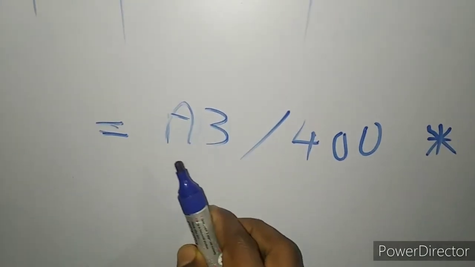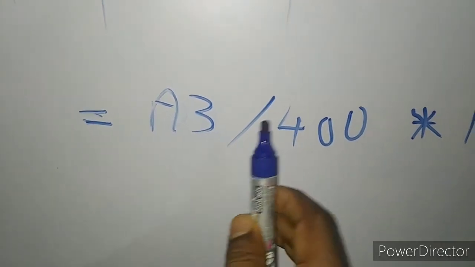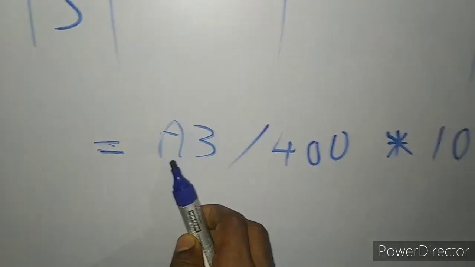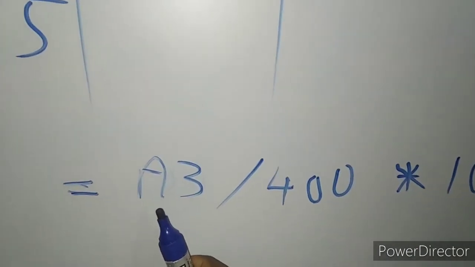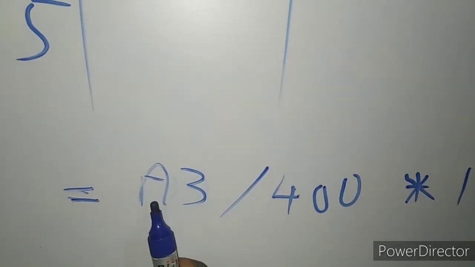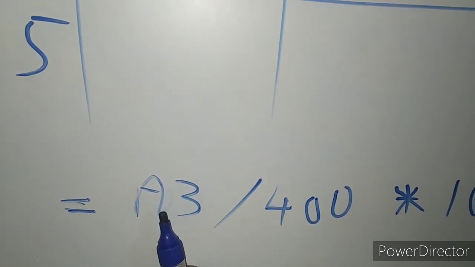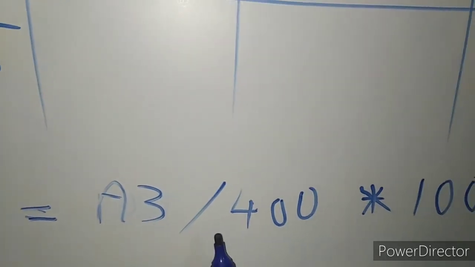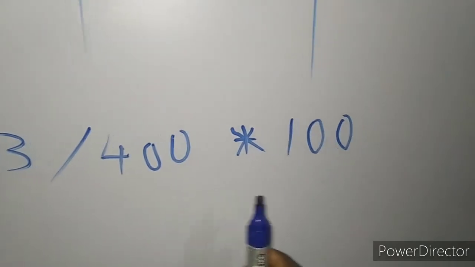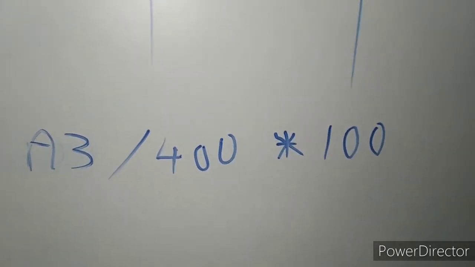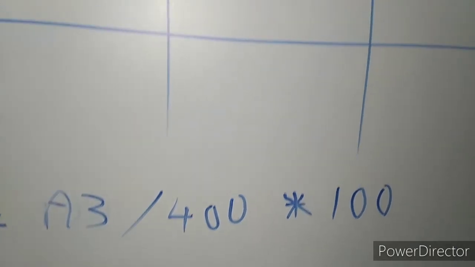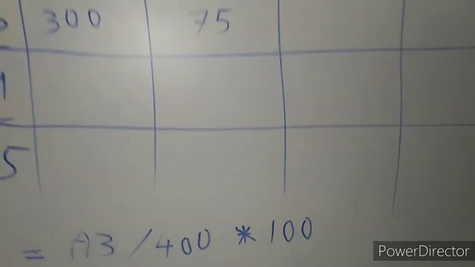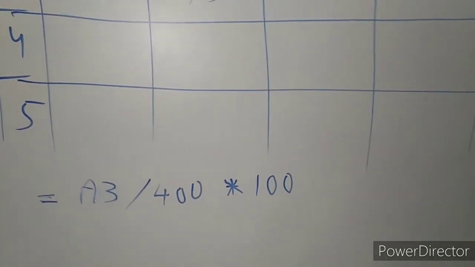The formula is obtained marks divided by total marks into 100, and here we are using cell reference. Here A3 means A3 is the address of the cell in which the value is there, and what is that? That is 300 divided by 400 and multiplied by 100. When we enter this formula, the resultant answer, that is 75%, is obtained. This is how the numerical formula is used.